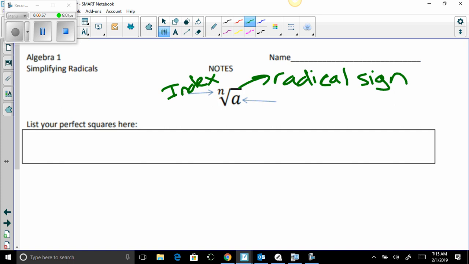When you're given a square root, like the square root of 9, notice you don't see an index here. The square root will never have the index. Anything higher will have the index to show that you are finding a cube root or some other root. So the square root of 9, what number times itself gives me 9? And that would be 3. So 9 is a perfect square. All right, the number under your radical sign is called your radicand.